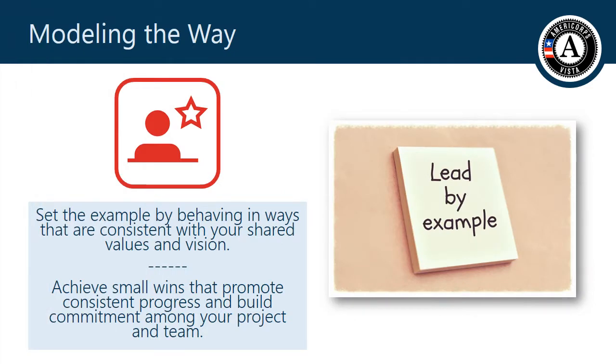The fourth practice of transformational leadership is modeling the way. You can strengthen your leadership style through this practice by setting an example for your VISTA team, behaving in ways that are in line with your shared values and project vision, and by serving to ensure that you and your VISTA members are achieving small wins that promote consistent progress and build commitment to the project and team. Modeling the way will help your team stay motivated and on track, and it will help you strengthen and examine your values and vision through embodying them for your team.